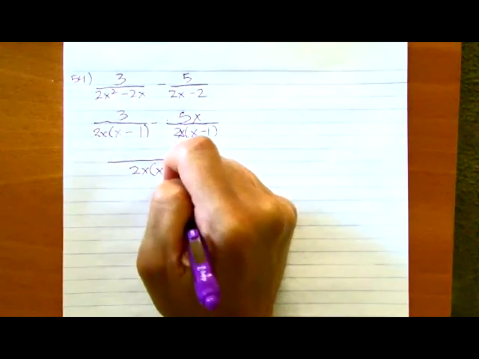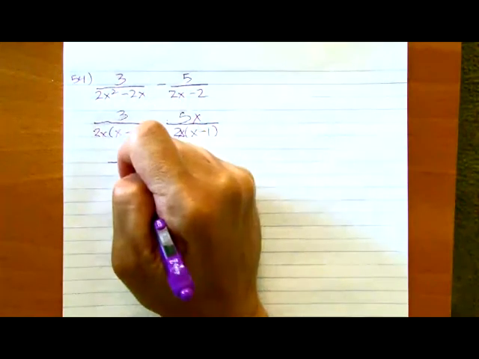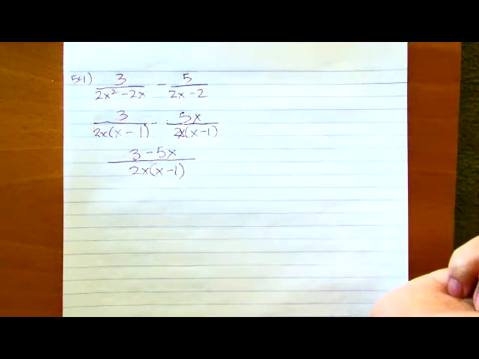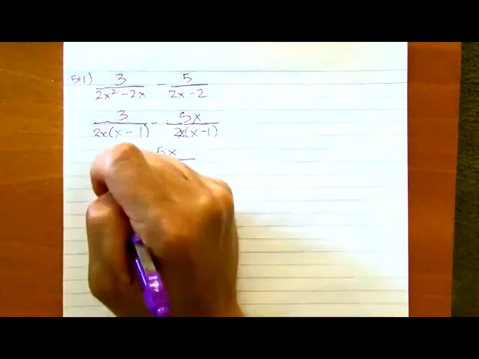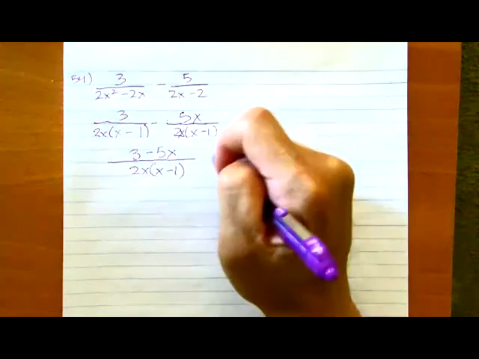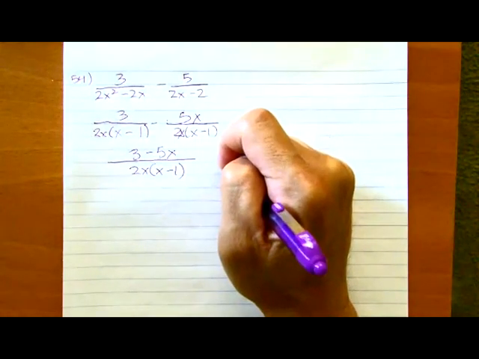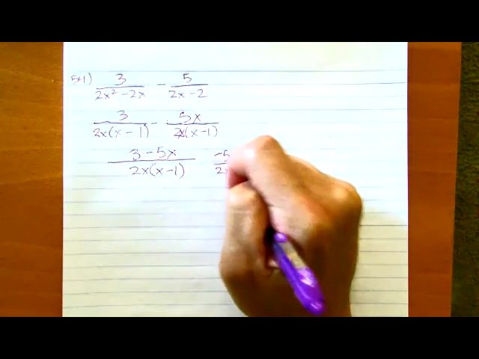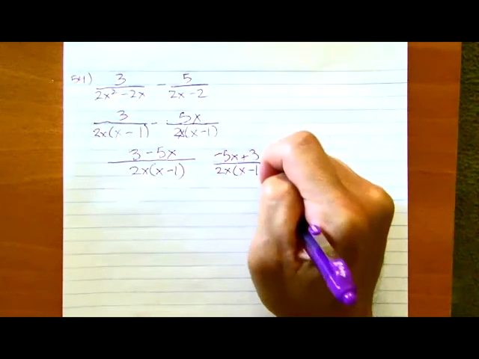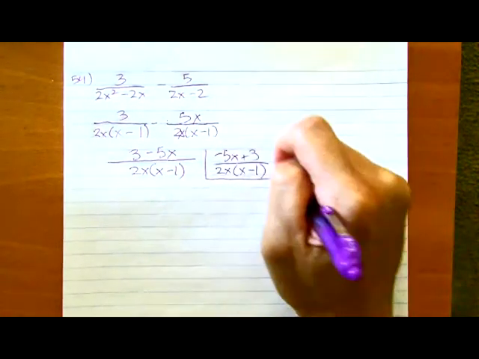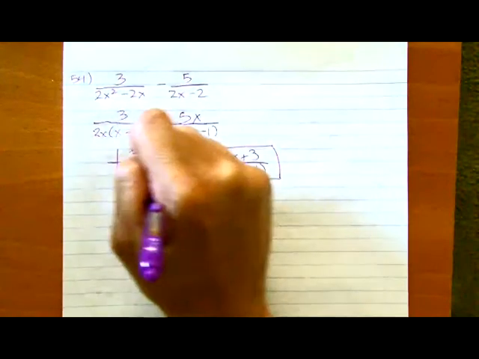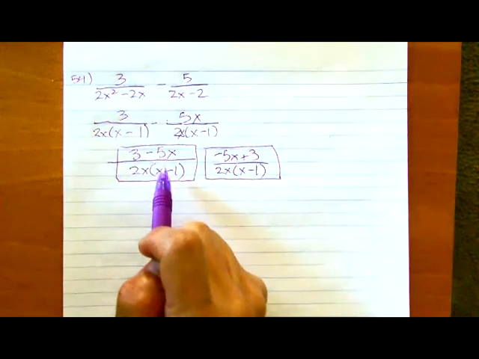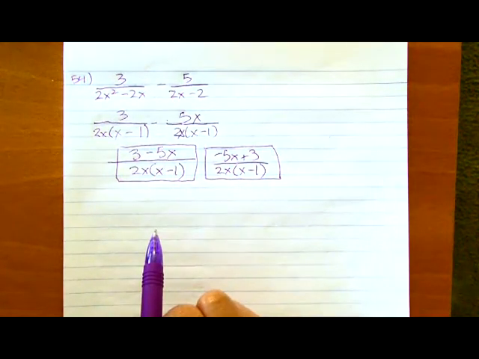2x parentheses x minus 1. The top would be 3 minus 5x. You can't factor the top. I guess if you'd rather write it in descending order, negative 5x plus 3 over 2x parentheses x minus 1. Either is fine though. I think the book gave this one. Okay.